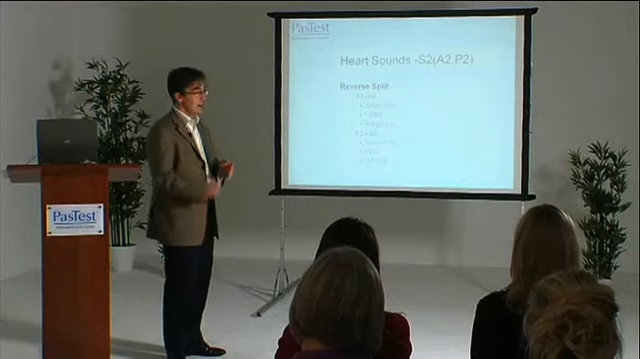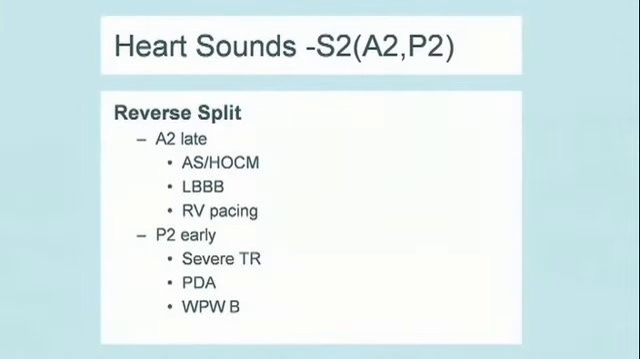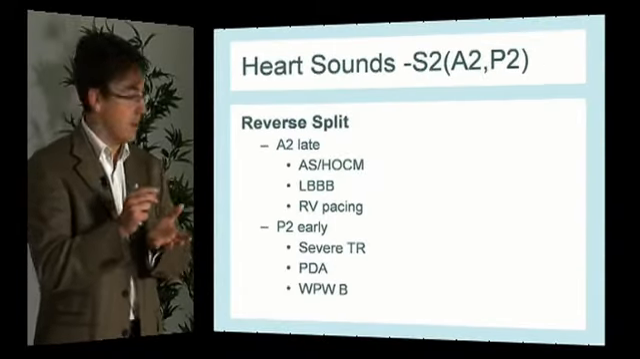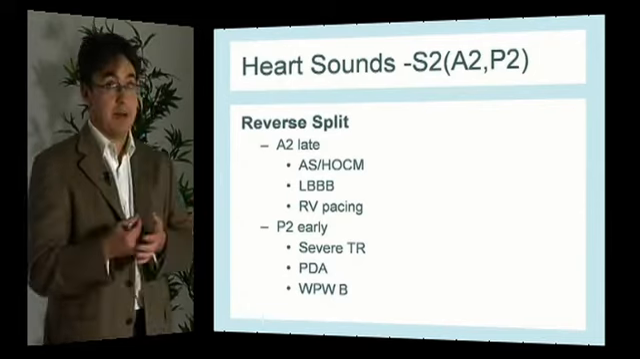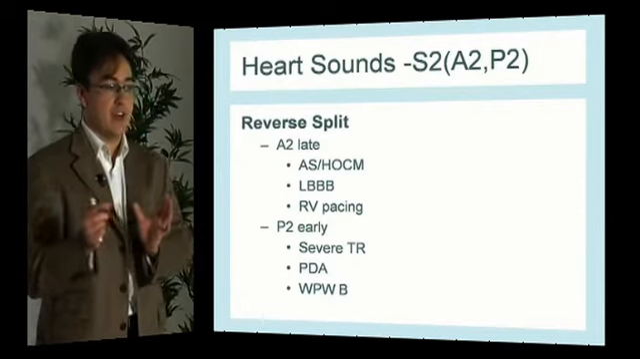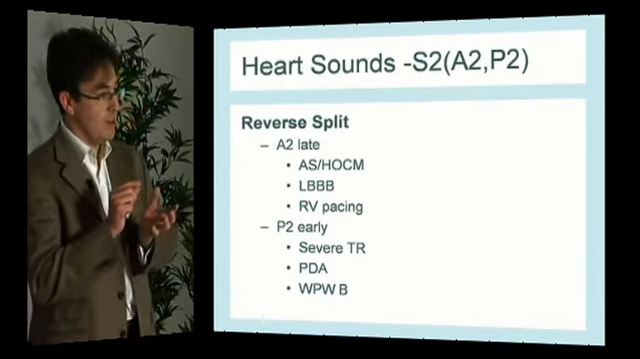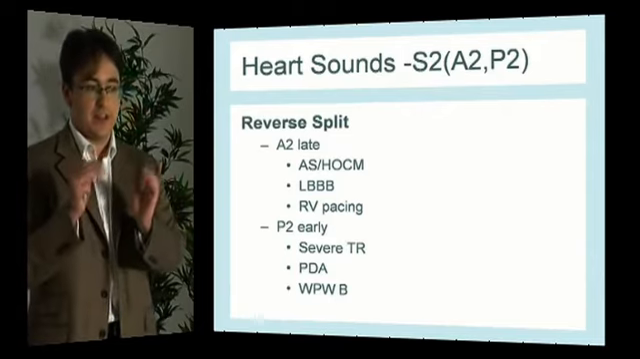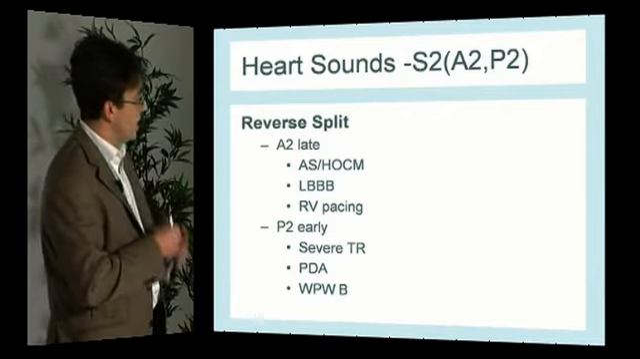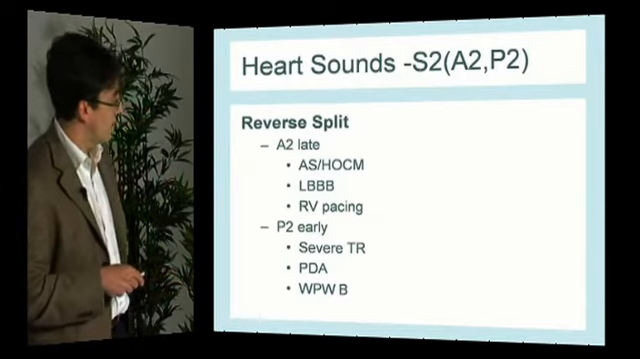So what could cause the aortic valve to close late? It could be a physical obstruction, so it could be a stenotic aortic valve, or it could be a muscular outflow tract obstruction, such as from hypertrophic obstructive cardiomyopathy. Could be a conduction problem, so it could be a left bundle branch block, which is causing delayed activation of the left side of the heart, or it could be due to right ventricular pacing. So all of those things will cause delayed contraction of the left ventricle and effectively delay the closure of the aortic valve.